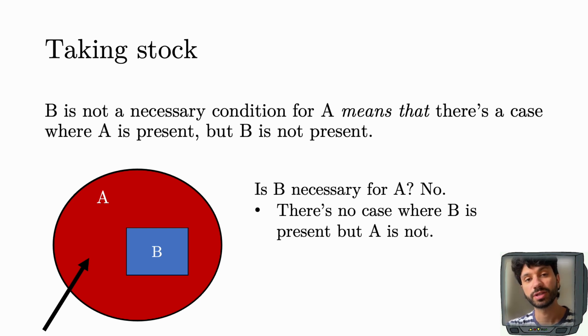Think of this as the California example. Is it the case that being in Irvine is necessary for being in California? Well, then ask yourself, is it possible to be in California but not be in Irvine? Well, of course it is. You can be in Los Angeles or in San Francisco. So, being in Irvine is not necessary for being in California.